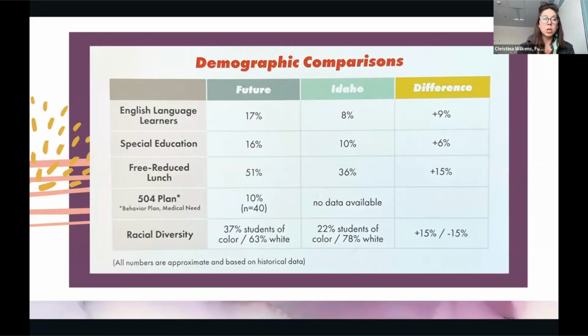So within English language learners, we have 17%, special education population is 16%, free and reduced lunch, we have a 51% rate. We have 10% of our population is on a 504 plan. And then our racial diversity is that we have 37% students of color as mirrored to those 63% of white. Now, in the right column, it just kind of shares a snapshot of our difference compared to the state of Idaho, and how we are truly trying to disrupt systems that might not support all learners.